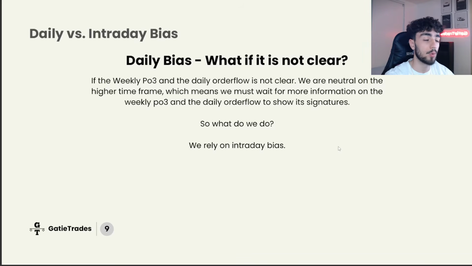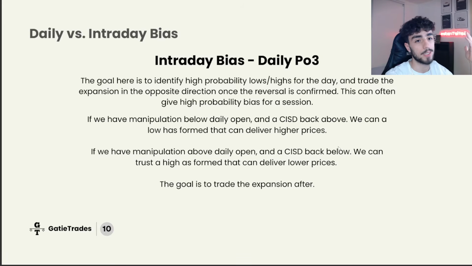Now, can you guess what we're going to be using? The exact same concepts. Instead of weekly power of 3, I'm looking at the daily power of 3. So if we manipulate below the daily open, and I will give you examples, so just bear with me, but if we manipulate below the open of the daily candle and we get a CISD back above, I can trust that a low has formed that can deliver higher prices. If we have manipulation above the daily opening price and a CISD back below, I can trust that a high has formed that can deliver a move lower. The goal is to trade the expansion after.